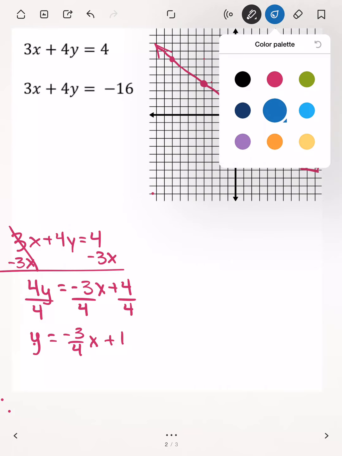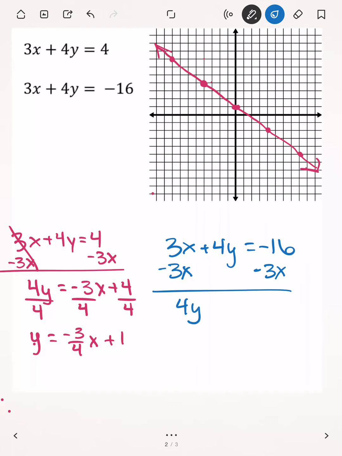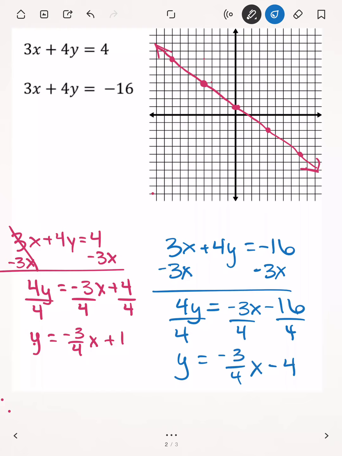For my second line, I need to solve for y. I need to put it in slope-intercept form. Again, I'm going to move that x term over by subtracting. I have 4y equals negative 3x minus 16. I divide by 4. So I get y equals, leaving it as a fraction, negative 3 over 4x minus 4.